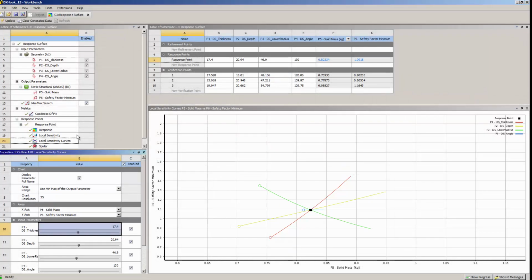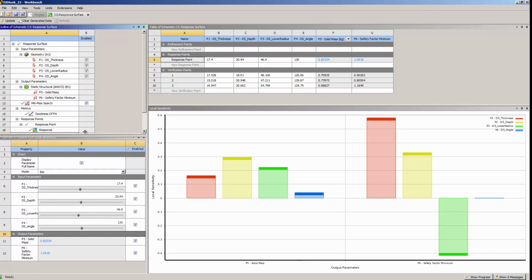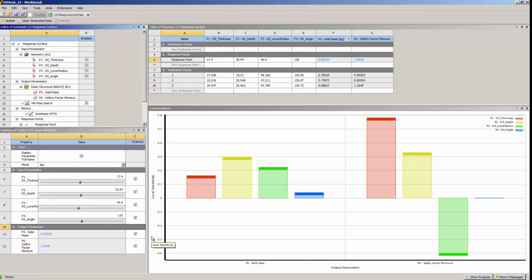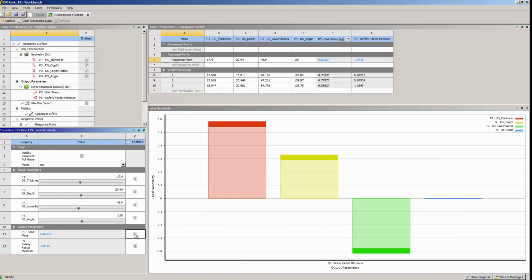The local sensitivity chart is built from the intermediate results shown in the local sensitivity curves chart. This chart shows the sensitivity across the range, with each input represented in the same color used in the local sensitivity curves chart. Sensitivities are shown for both outputs at the same time, so I can see them all at a glance. Here, for the safety factor minimum output, I can see that thickness and depth are both positively correlated with direct impact. This chart uses bar height instead of slope to indicate sensitivity.